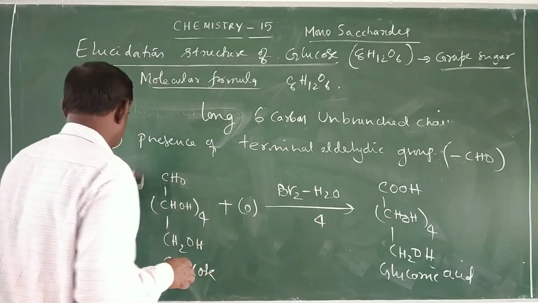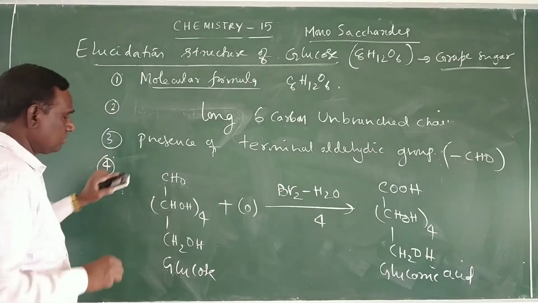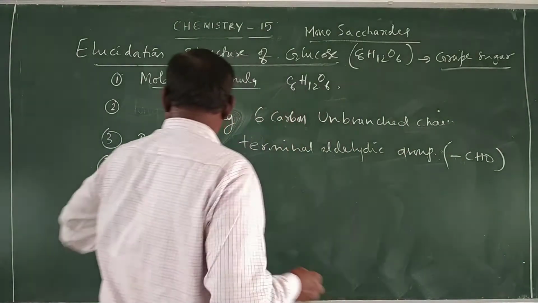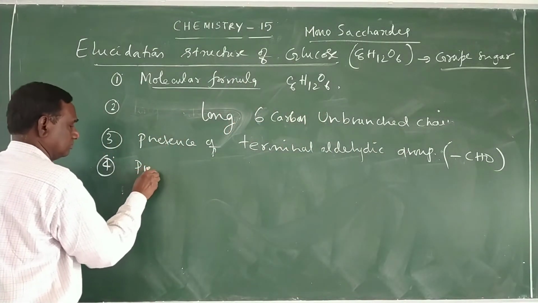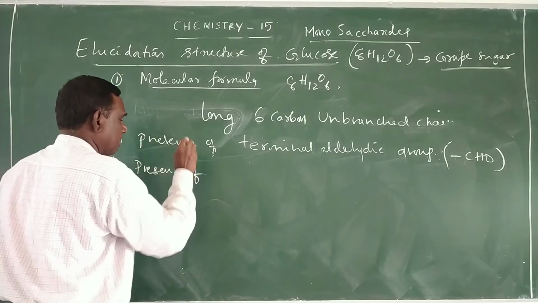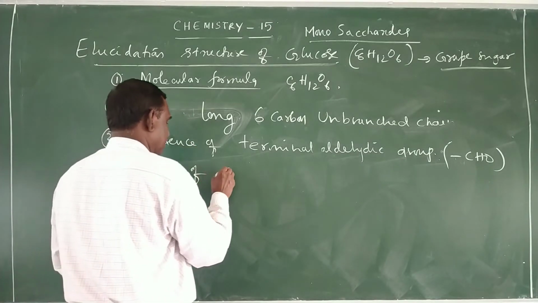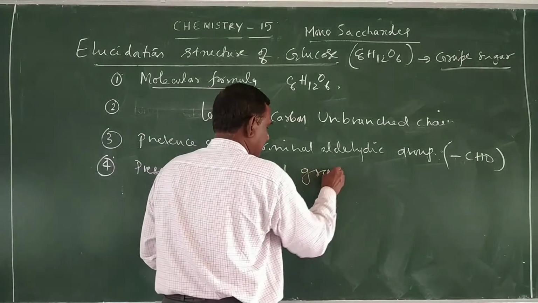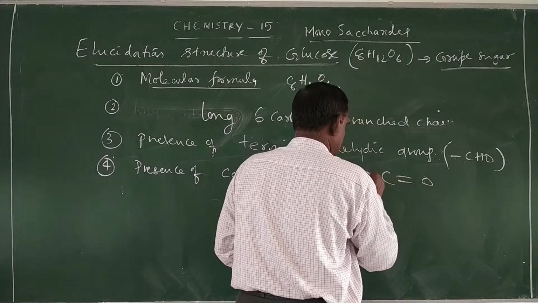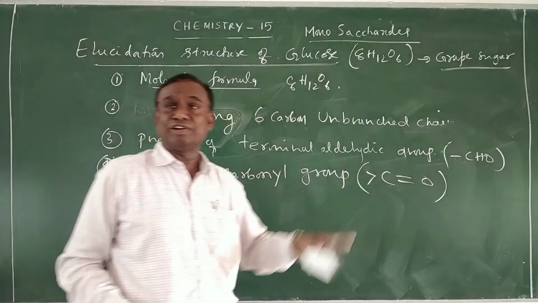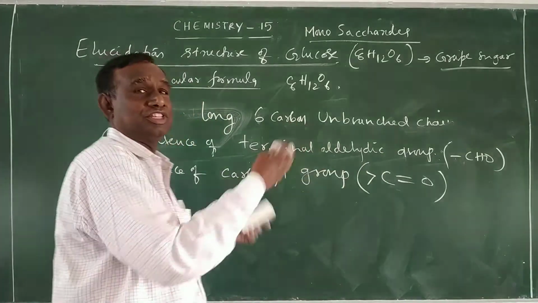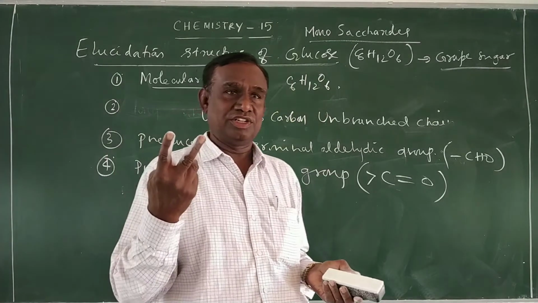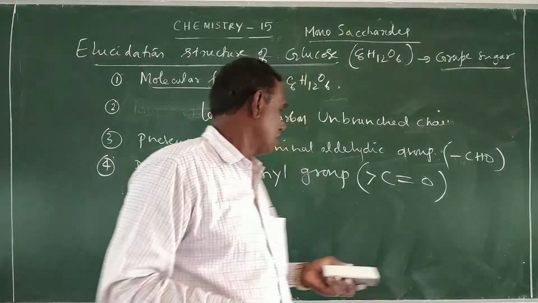Next, coming to the fourth one: the presence of a carbonyl group. Which is the carbonyl group? The CO group is called the carbonyl group. How do you show this carbonyl group is present in glucose? It can be explained by two reactions.